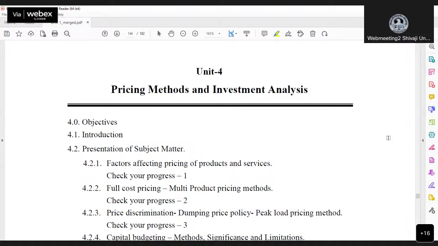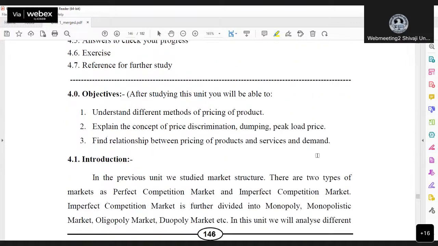Once you understand the terminology given in that graph, it will definitely give you conceptual clarity about what exactly is meant by pricing, and about the various methods and different investment analysis. So it will give you thorough knowledge about unit number 4 also, regarding pricing methods and investment analysis. So, without spending much more time, what exactly are the constituents of this unit number 4?